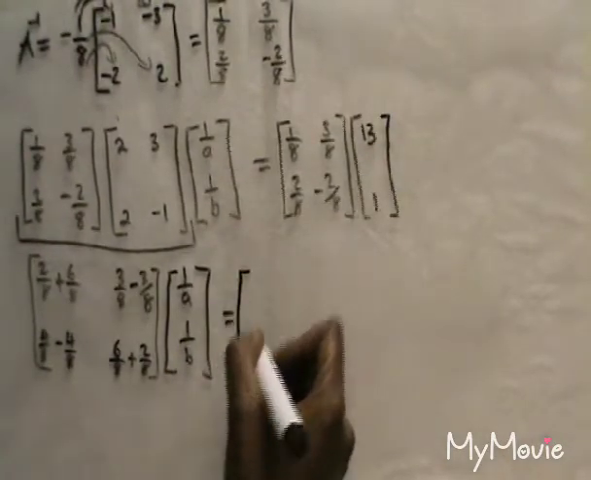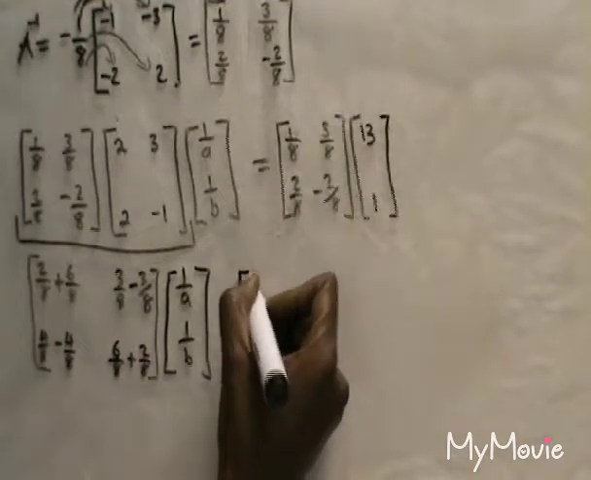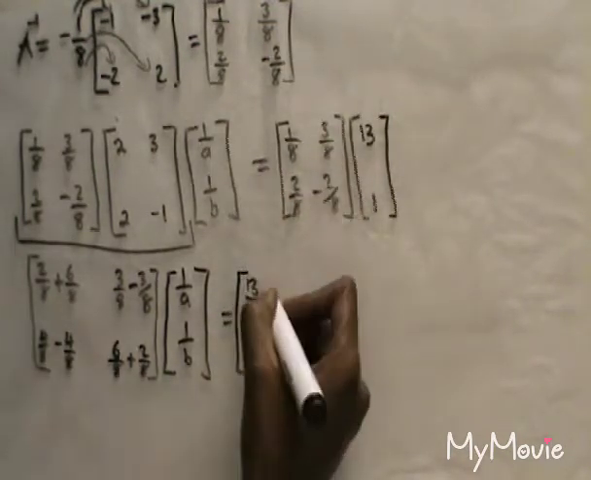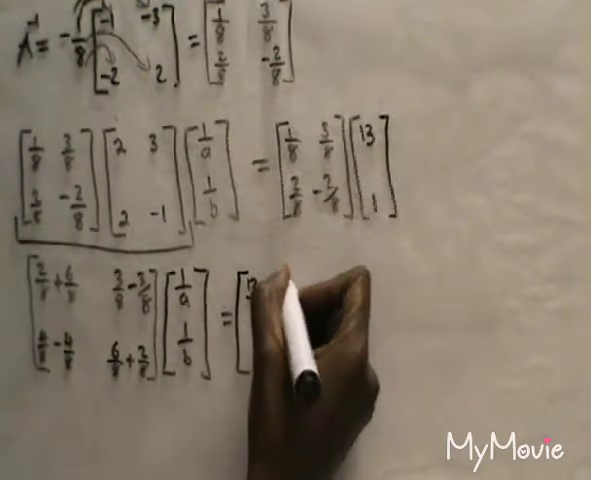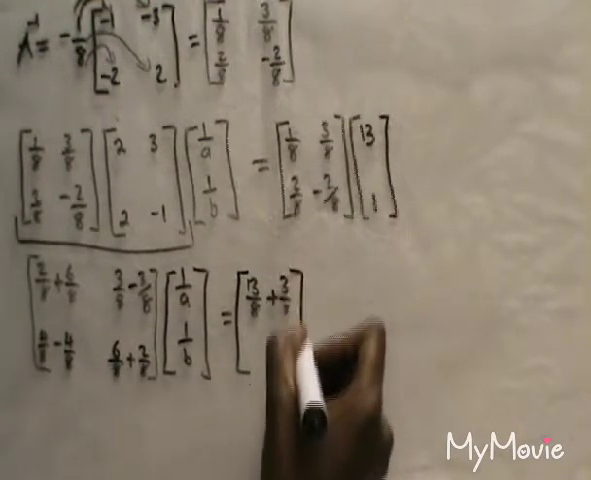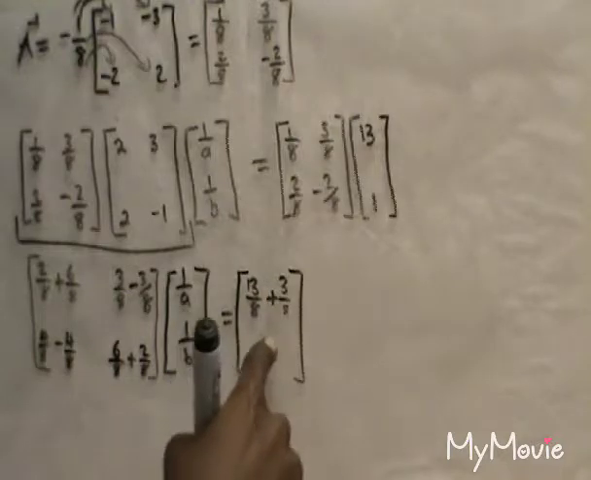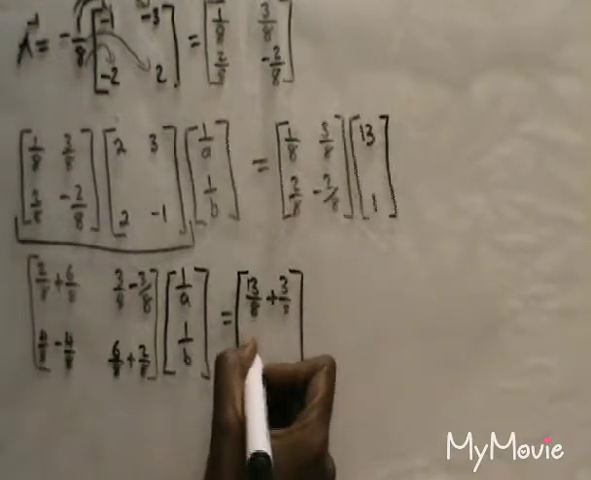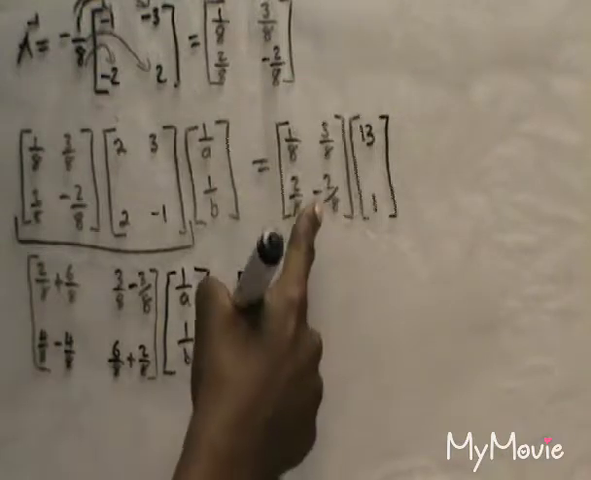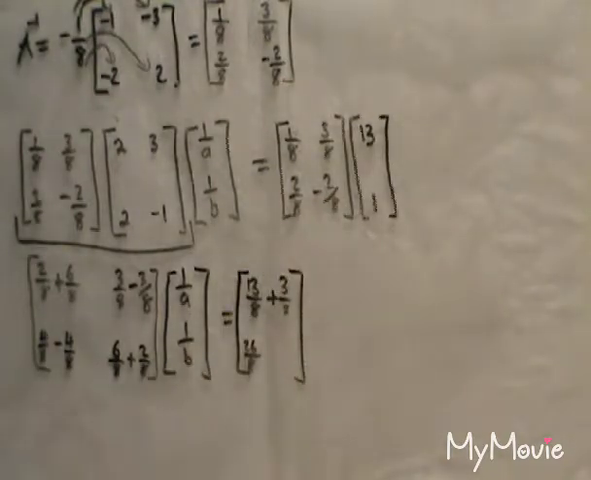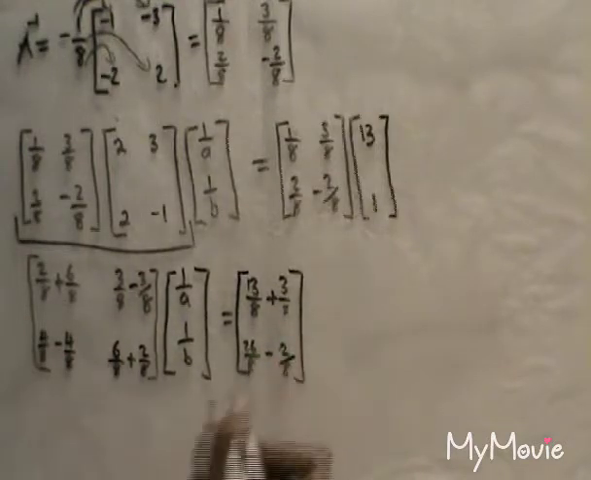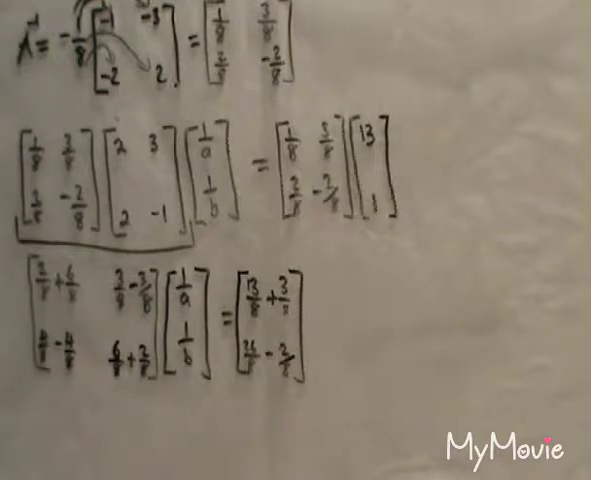So I will have 1 over 8 times 13. This is just 13 over 8. And then 3 over 8 times 1. This is just 3 over 8. Then the second element here, 2 over 8 times 13. This is 26 over 8. And then negative 2 over 8 times 1. This is just negative 2 over 8. Okay, so I've multiplied my two matrices.